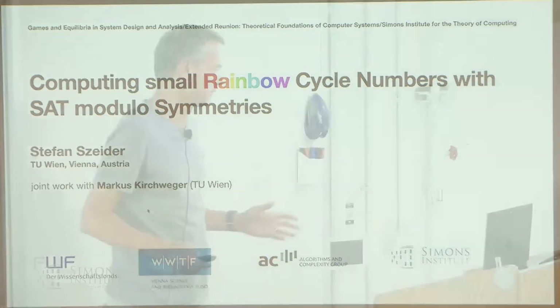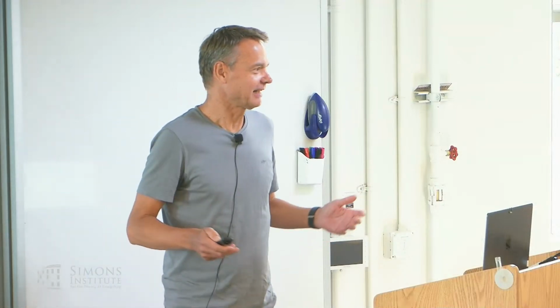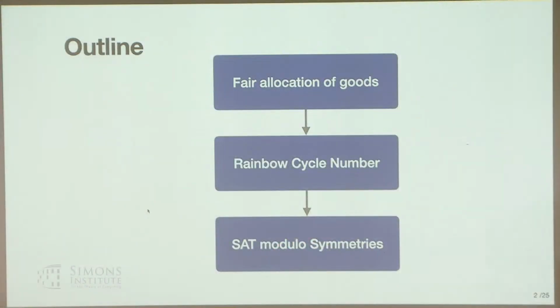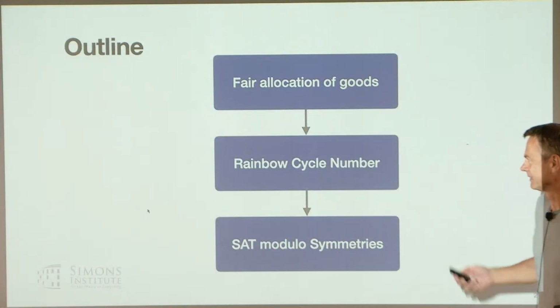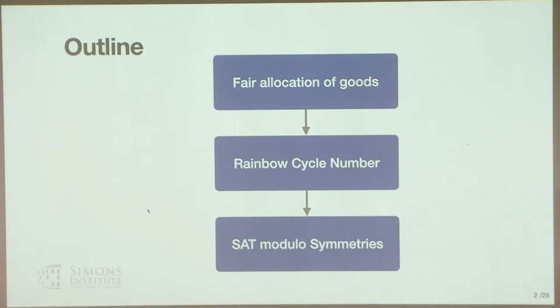Yeah, so maybe from the title itself, you think what has this topic to do in this workshop. So here, that's the outline. That's the different topics I want to discuss, and they are connected. So first, I will start with fair allocation of goods. I think it's an important topic of computational social choice.